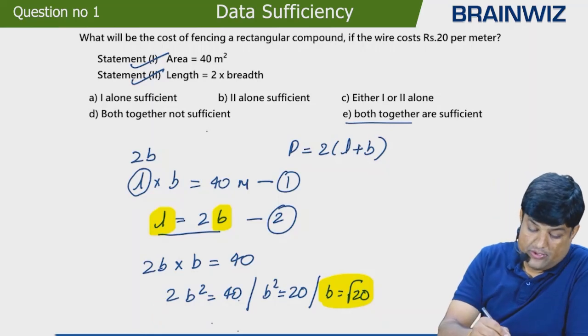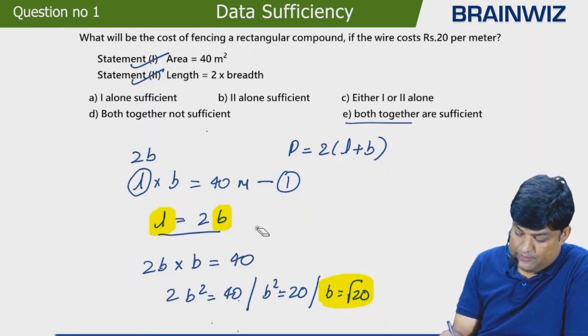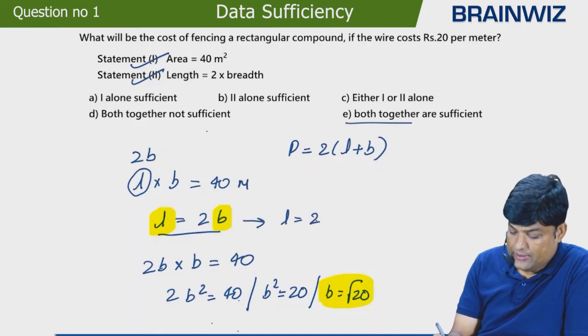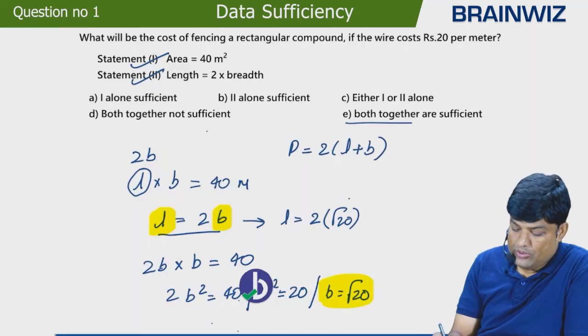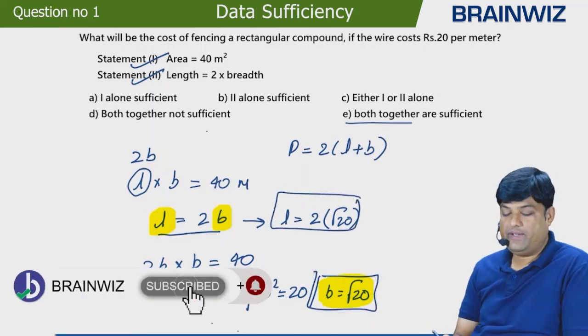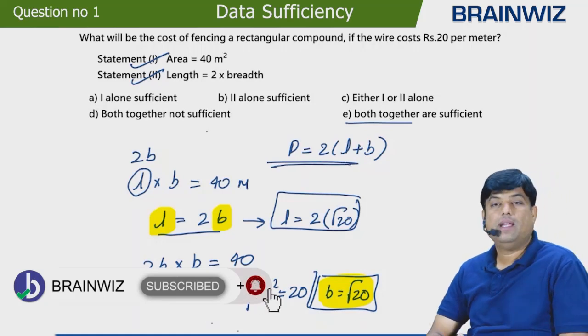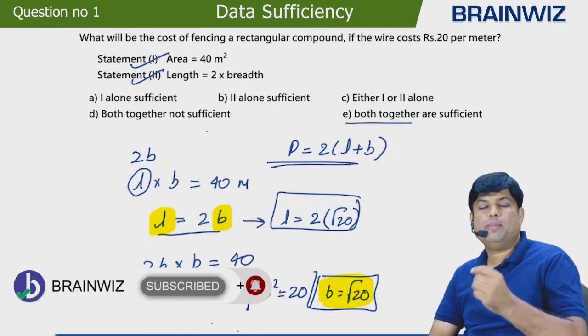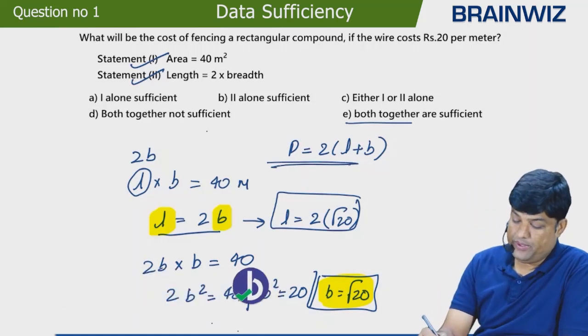So let's capture the L value. With the help of this, the L value is 2 into the B value, that is 2 root 20. Now you have the length with you, and you have the breadth with you. Hope you can find the perimeter. And once you get the perimeter, you can multiply it by 20 rupees.